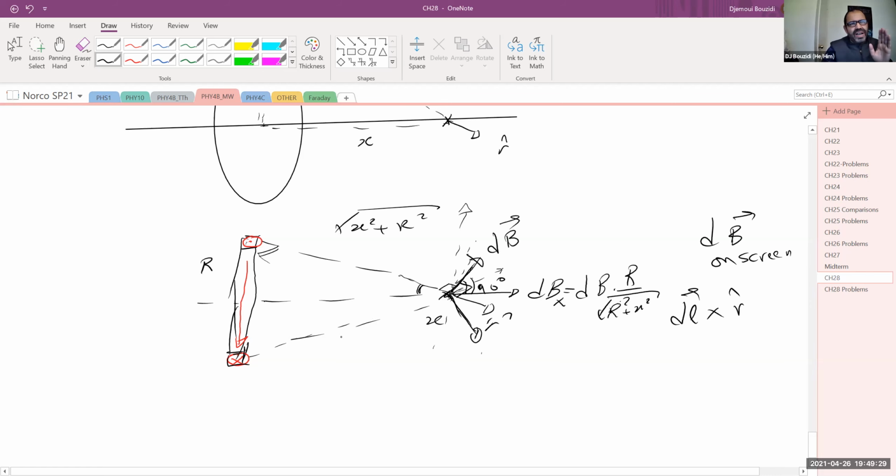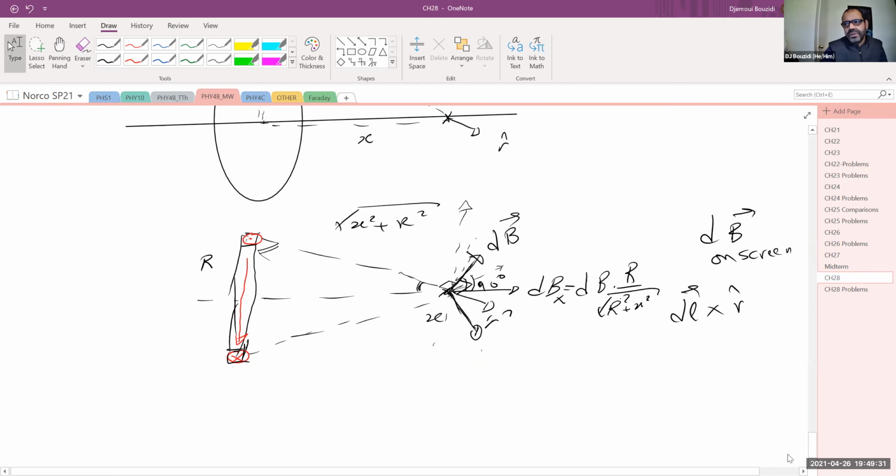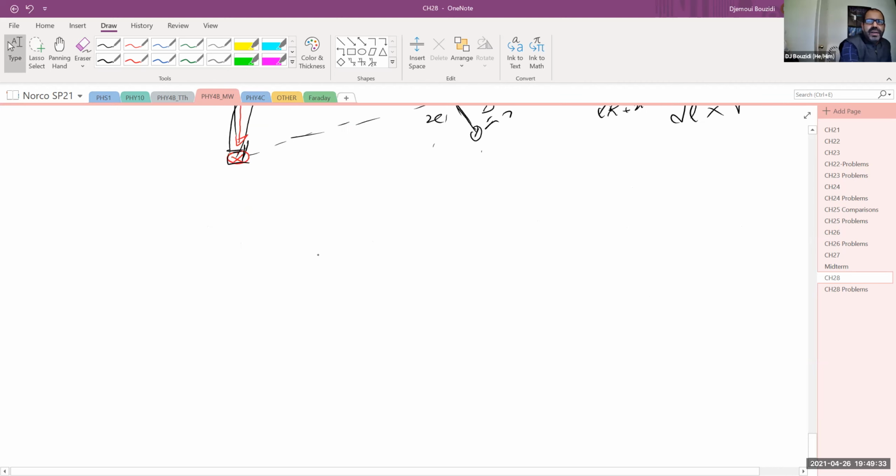So the magnetic field that is going to survive the whole operation is going to be in the x-axis by symmetry. And that is going to be equal to dB. That is going to be in the x direction only. There will be no more the y and z direction because they cancel by symmetry.